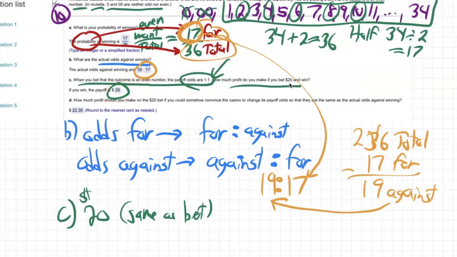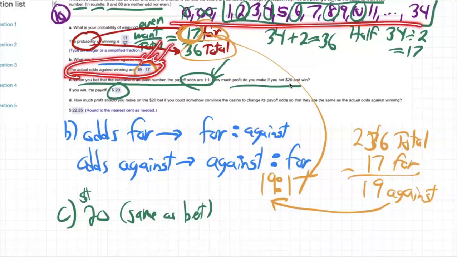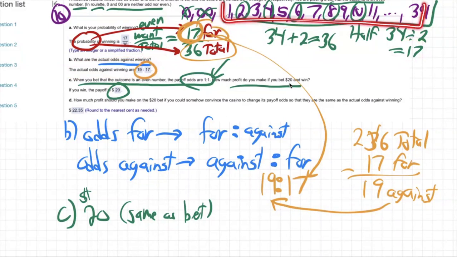Anyway, there is a way they could make it fair. The casinos are not going to do it because they're in the business to make money. But the question says, how much profit should you make on a $20 bet if you could somehow convince the casino to change the payoff odds so that they are the same as the actual odds against winning? In other words, the odds that I'm not going to win are 19 to 17, because there's 36 different numbers, 17 of them winning numbers and 19 of them losing. So the odds against winning are 19 to 17.